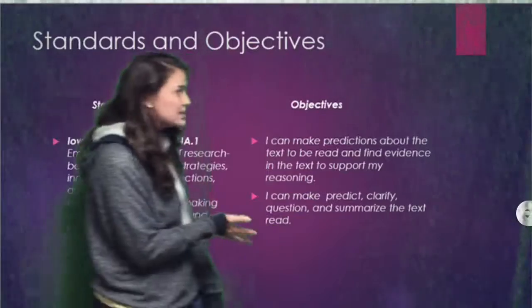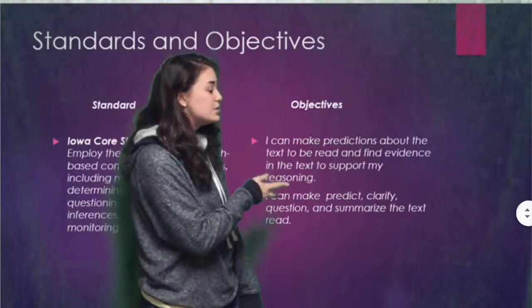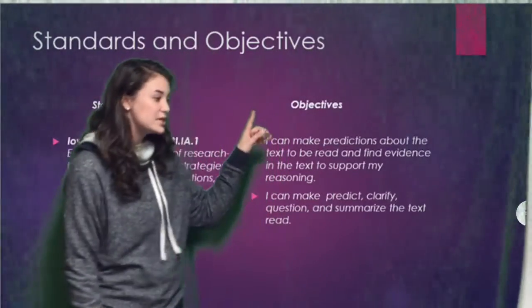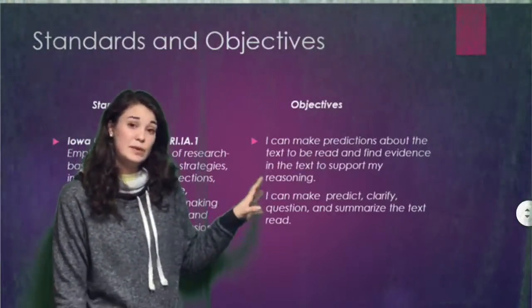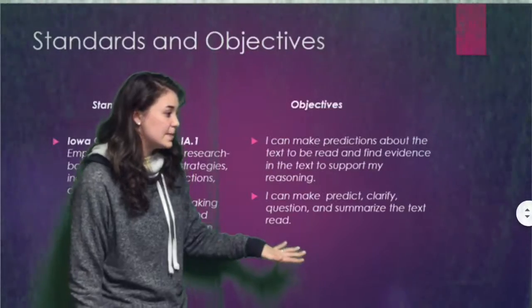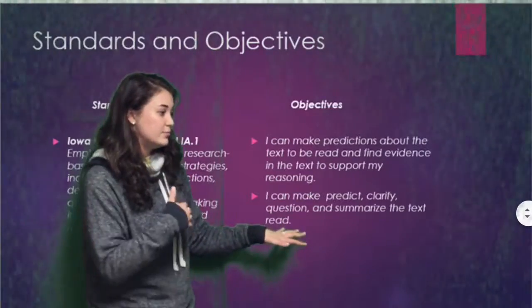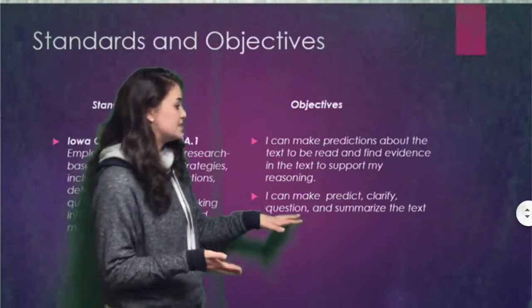And over here we have the objectives that I used with her. Two of the most important ones I used were: I can make predictions about the text to be read and find evidence to support my reasoning. And then also: I can make predictions, clarify, question, and summarize the text that I read.